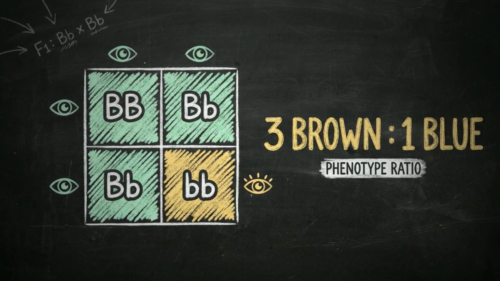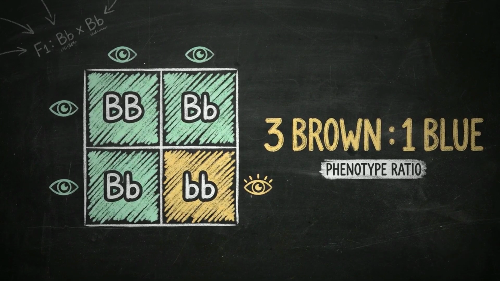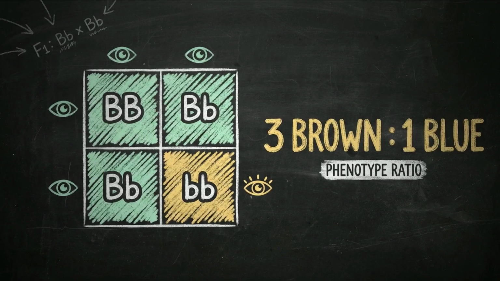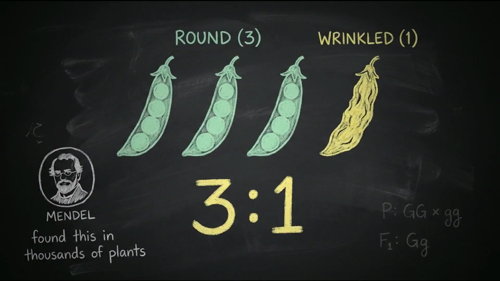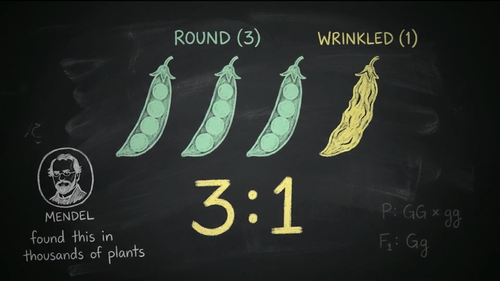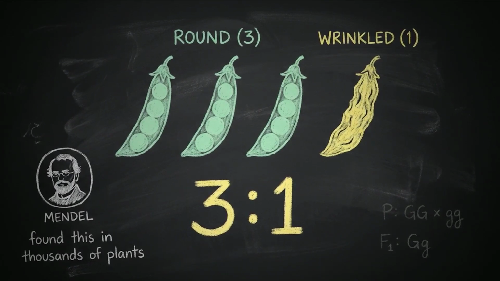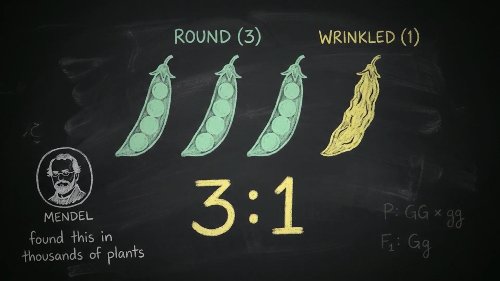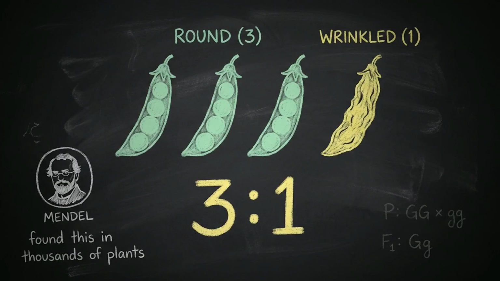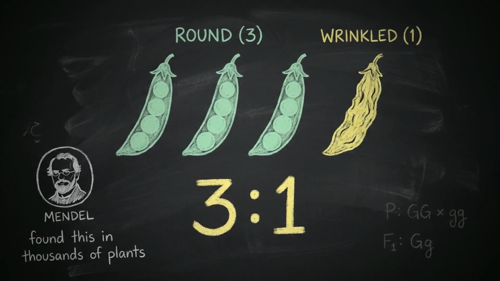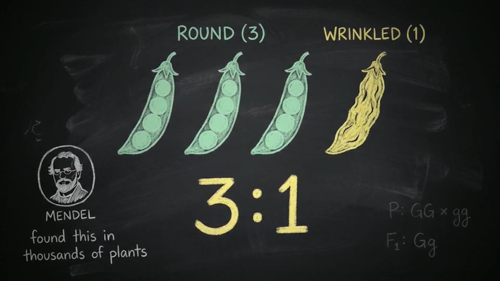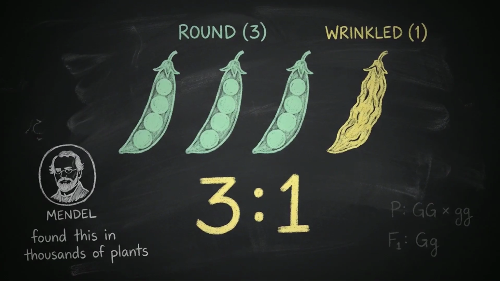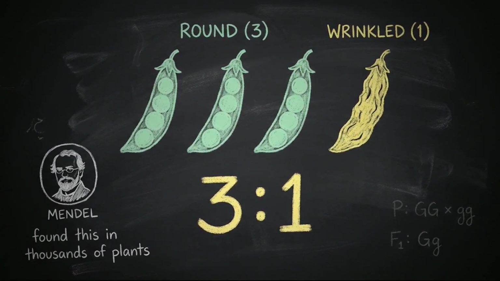3 boxes show brown, 1 box shows blue. That is your phenotype ratio, 3 to 1. This is Mendel's famous ratio, the one he found in thousands of pea plants: tall to short, yellow to green, round to wrinkled. Always 3 to 1 when 2 heterozygous parents are crossed for a single trait. A monk in a garden in the 1860s found a mathematical law of nature.